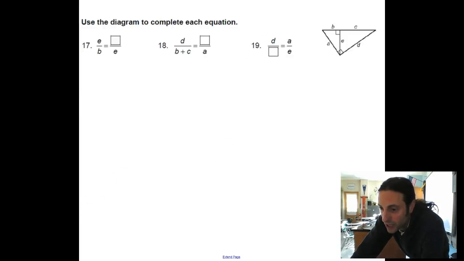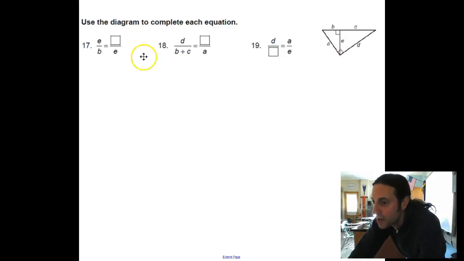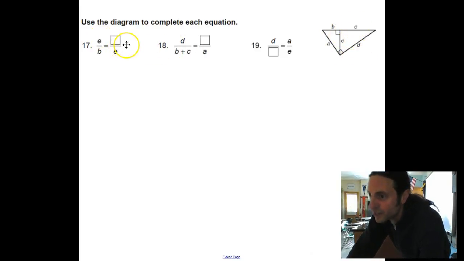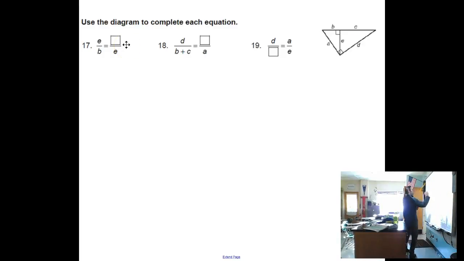The last part of this thing we need to work on is complete each equation. So what in the world are they talking about? Okay, well here's my diagram, and they're saying E over B, so this is the long leg over the short leg, is something over E. Well, we've got to be talking about the long leg over the short leg. So this value here has got to be C, because I'm saying long over short better be long over short.